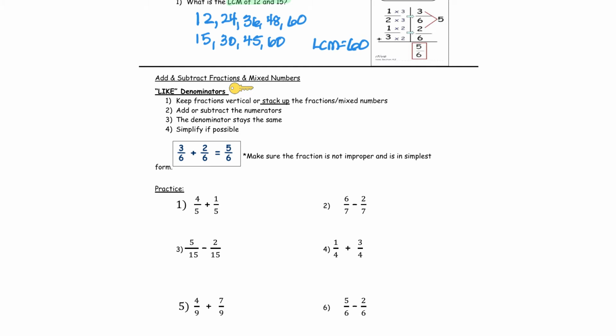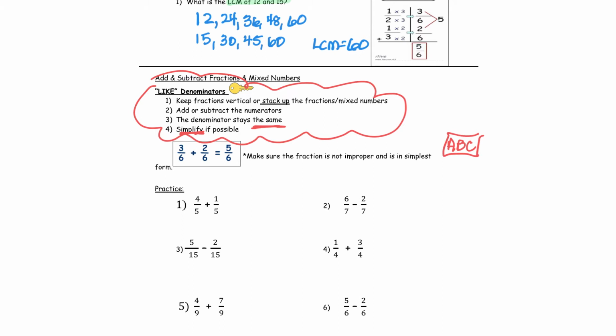As we add and subtract fractions and mixed numbers, we're going to focus today on fractions. So when you have like denominators, that's the easier part. Keep the fractions vertical or stack them up. Stack up the fractions or mixed numbers. Add or subtract the numerators, the denominator stays the same. Now, you can add and subtract going across as long as the denominators are the same. Remember to simplify. Also, that ABC key on your calculator is going to be a huge help, as we talked about in class. Also, make sure the fraction is not improper and it's in simplest form.